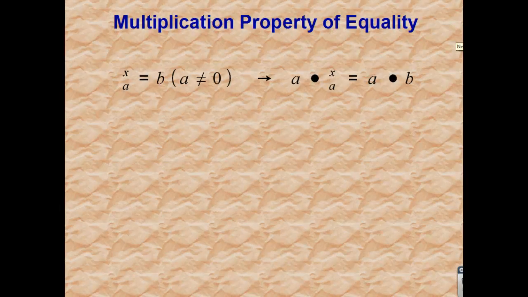All right, last property, multiplication property of equality. So now we have this fraction bar saying some number x divided by a is equal to b. A cannot be 0. We don't want a in the denominator. That would be an undefined fraction. And what they want us to do is multiply both sides by a, because the opposite of dividing is multiplying. And what are we dividing by? We're dividing by a. So let's do the opposite and multiply both sides by that a.